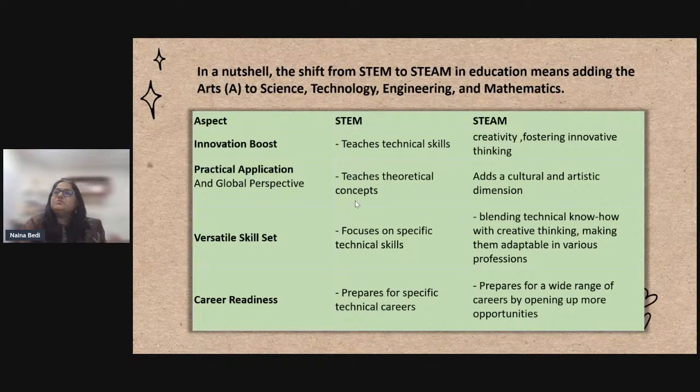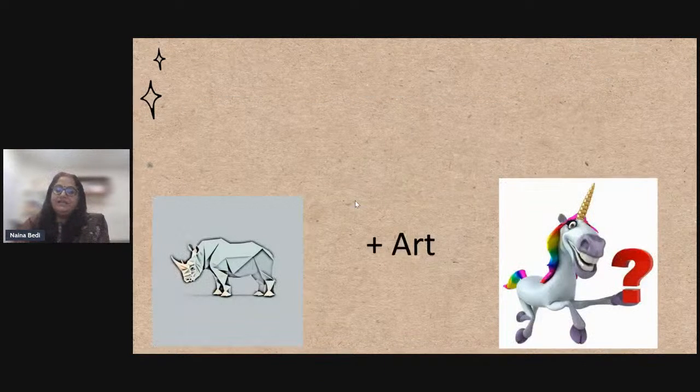The child becomes a versatile skilled person, which is very important in today's world, as we know that there are so many new jobs coming up where art is also required, creativity is also required, problem solving is also required. And that is why we say that if we want to prepare a child for the futuristic approach, it is important to switch from STEM to STEAM. And here I present two very important pictures, which I think will be liked by everybody.